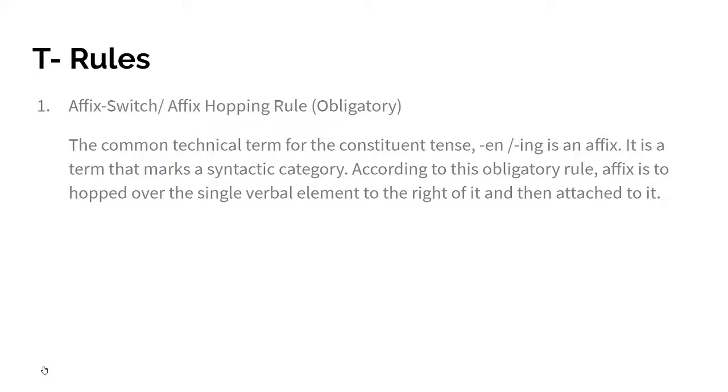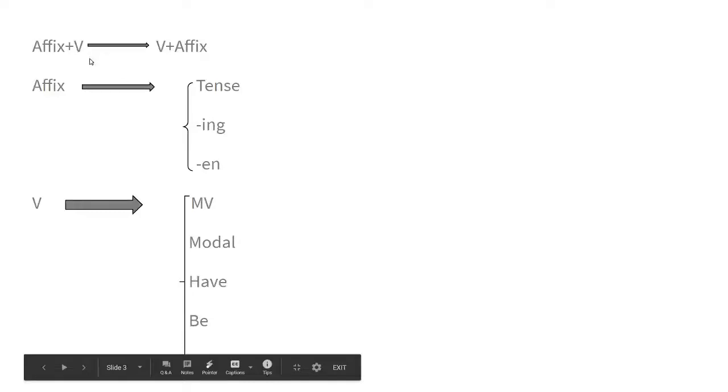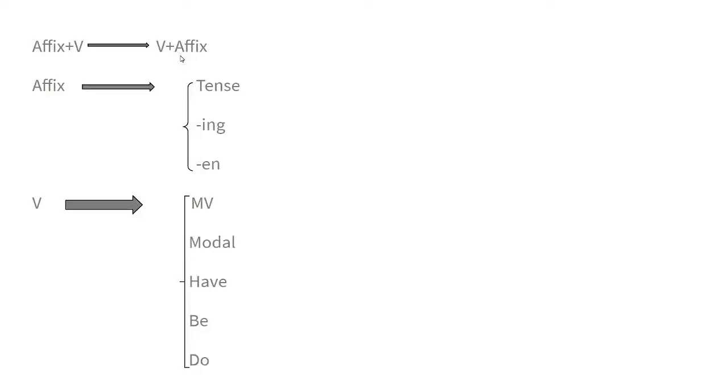The first T rule is known as the affix switch rule. It has many names, like affix hopping rule, affix transformation rule, and affix inflection transformation. An important point to be noted here is that it is an obligatory rule, which means it is a compulsory rule. So this is how you write the rule: affix plus verb gives rise to verb plus affix. Here, as you can see, the position of the affix has been changed.